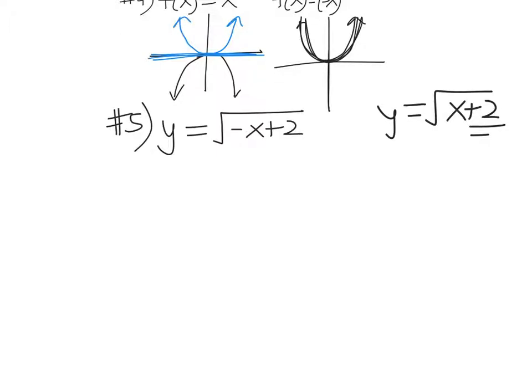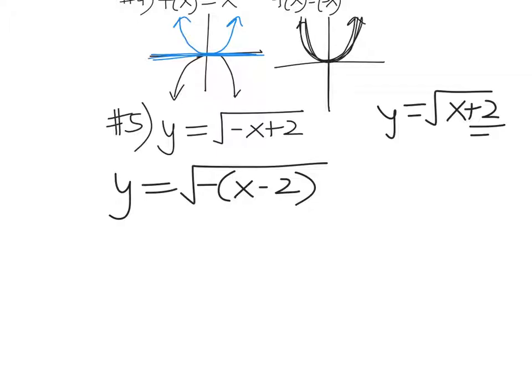Some people like to do it this way. They'll take that negative and factor it out. So now it's the correct shift, right, of 2 to the right. Because the shift is on x. It's not on negative x. The shift has to be on x.